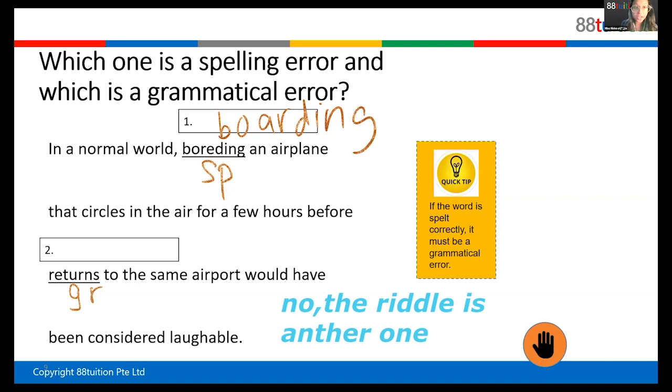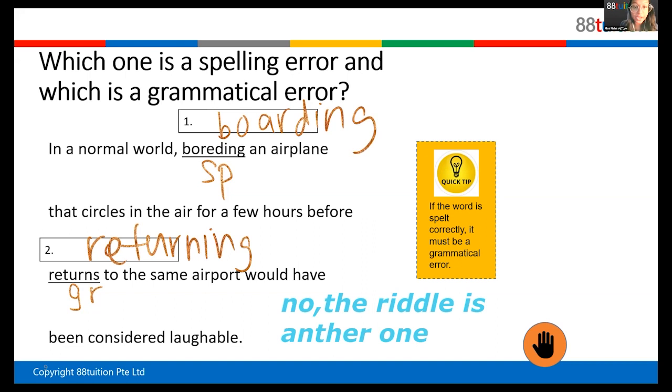Same thing for here, grammar, which means the tense is wrong. So what should that be? Yes, give yourself a point, Rohan. Yes, Mani. Returning. Very good. Why? What's the clue? Yes, it's a grammar mistake. But why is it returning?